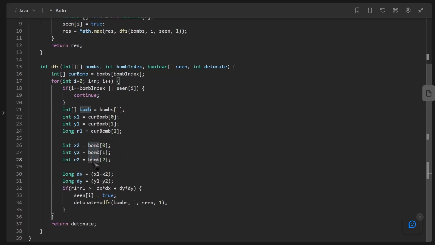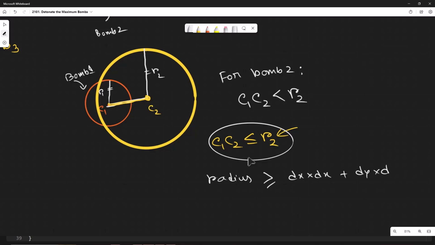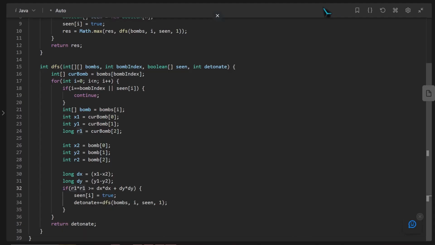Then we calculate the difference, the x difference and the y difference, and then we check if the radius is greater than or equal to dx into dx plus dy into dy. So this is what we are calculating here, if that radius.